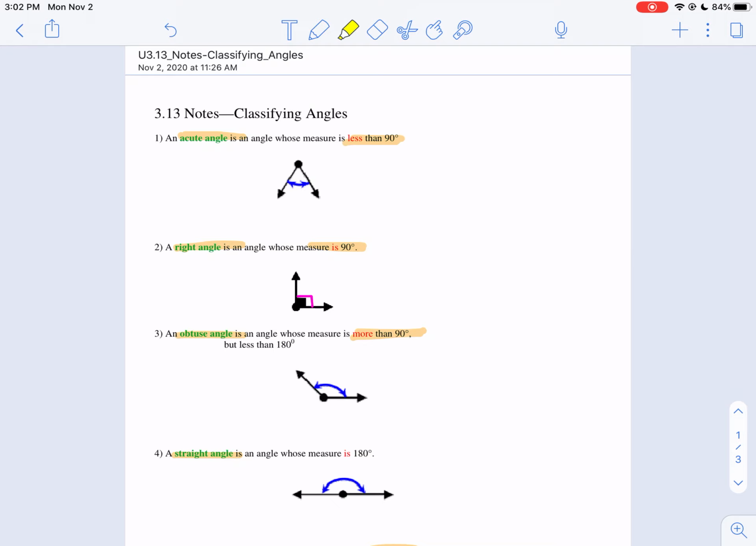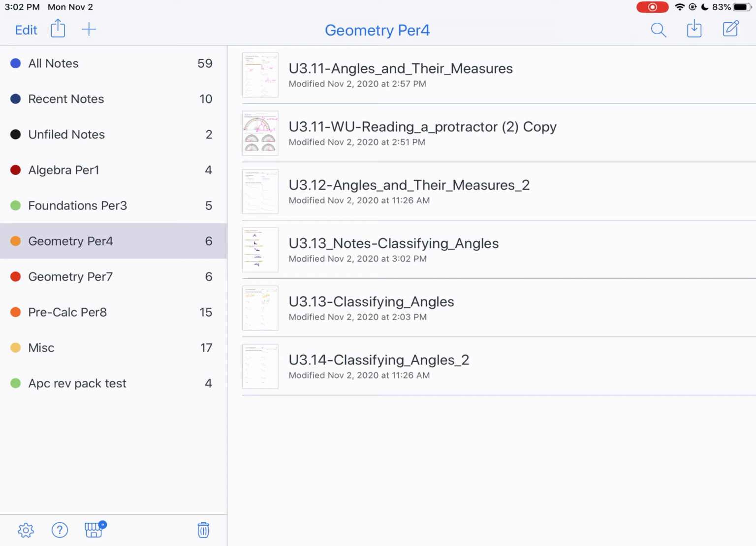And an acute angle is an angle whose measure is less than 90 degrees. So you are going to be using these to do 3.13.